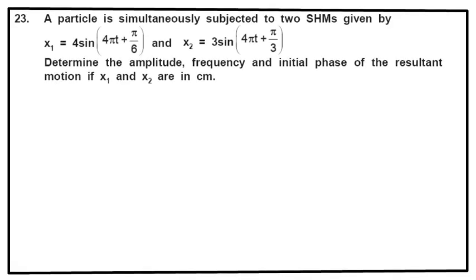Problem number 23. A particle is simultaneously subjected to two SHMs given by x1 is equal to 4 sin(4 pi t plus pi by 6) and x2 is equal to 3 sin(4 pi t plus pi by 3). Determine the amplitude, frequency and initial phase of the resultant motion if x1 and x2 are in centimeters.